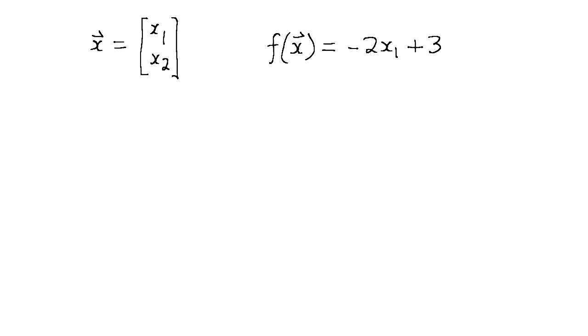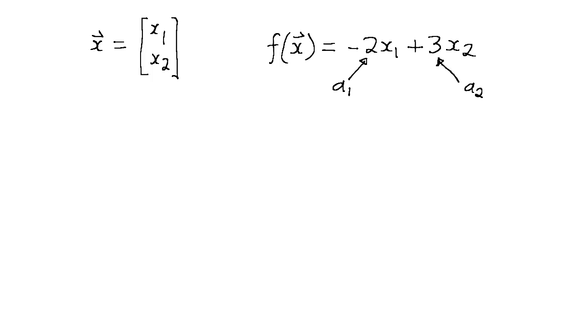Here's an example of a linear real-valued function that takes the vector x and maps it to the real number negative 2x1 plus 3x2. In this example, the constant a1 from our definition a moment ago corresponds to the number negative 2, and the constant a2 corresponds to the number 3.